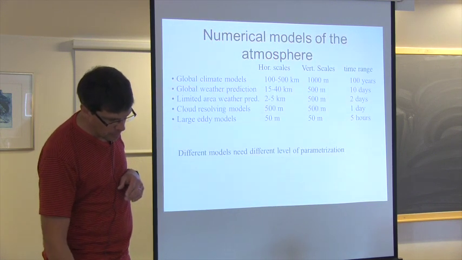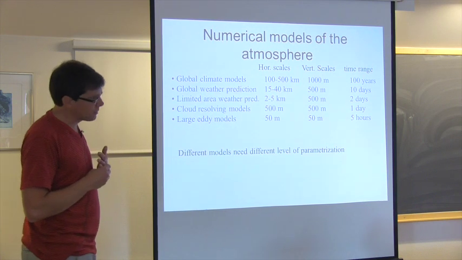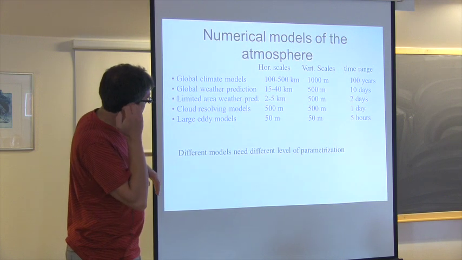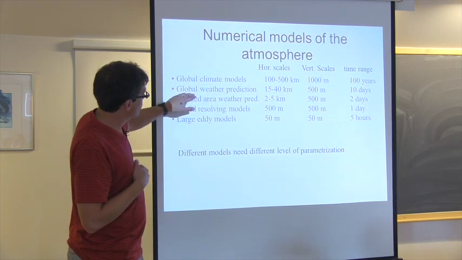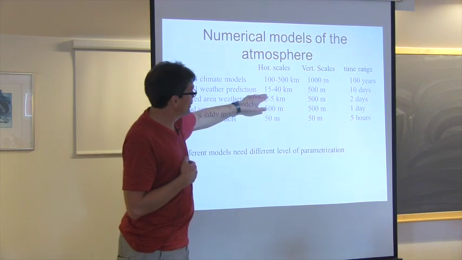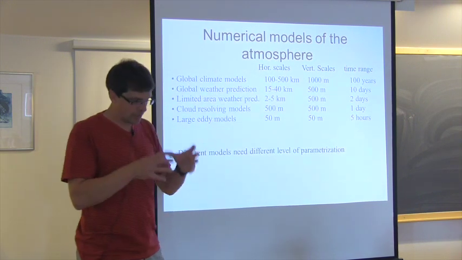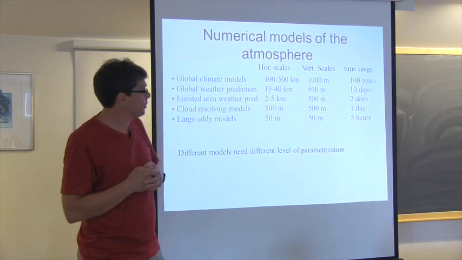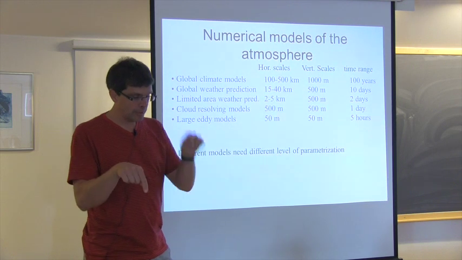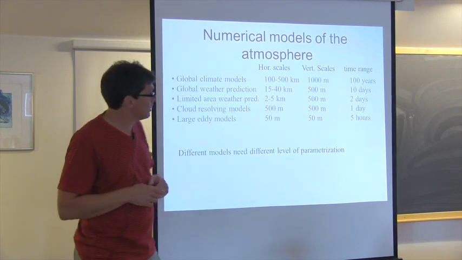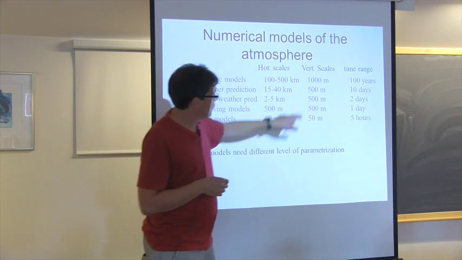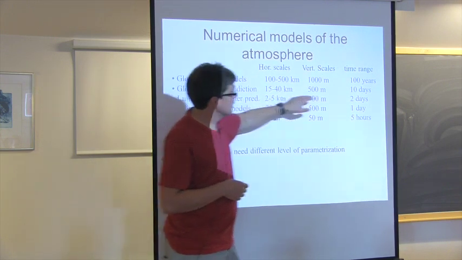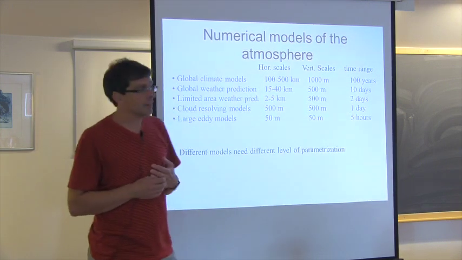If we look at these models now, just briefly, we have different models of the atmosphere that are used for different purposes. We have weather prediction models for the globe that are operated on grids, with grid nets of about 15 to 40 kilometers apart. So there, we make calculations for each 15 kilometers in a grid net, with vertical scales of a few hundred to 500 meters perhaps. And they can be used then up to maybe 10 days or something like that.